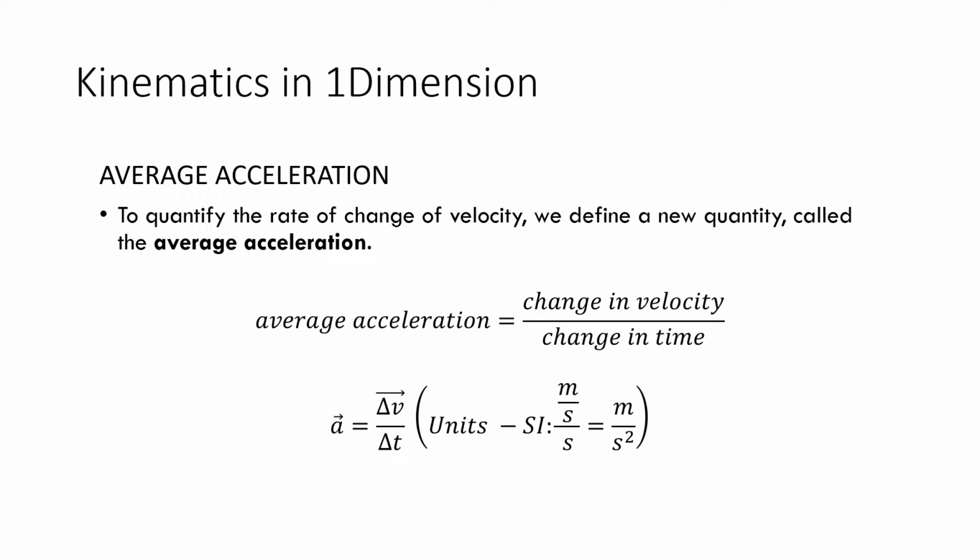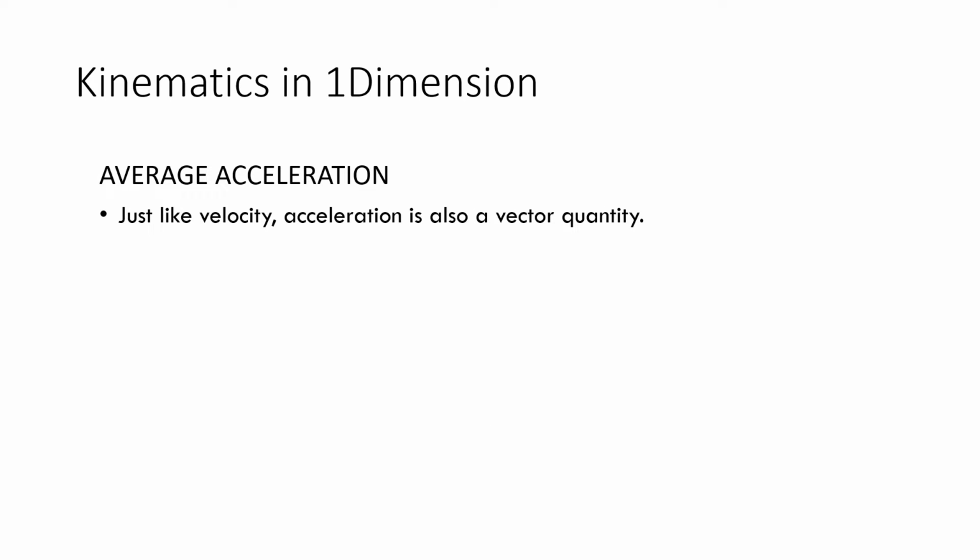Now these are units of velocity, which is meters per second, divided by units of time, which are seconds. And when we combine these, we get units of meters per second squared. These are the standard units of acceleration in every textbook. Now, just like velocity, acceleration is also a vector quantity because it's given in terms of the change in velocity.